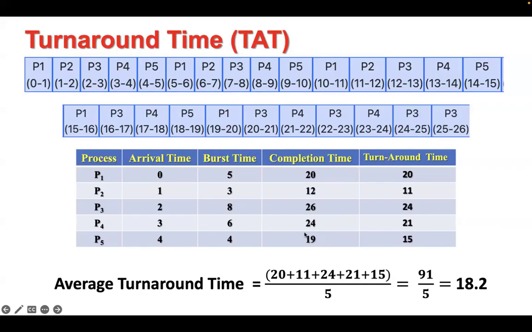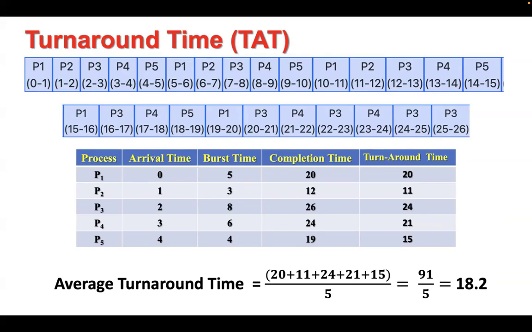So that's why 19. Now, if we subtract arrival time from the completion time, we will get turnaround time. So ultimately, we'll be getting the respective turnaround time to be 20, 11, 24, 21, and 15, which results to 91 as a sum, divided by number of processes, that is 5. So the average turnaround time results to 18.2.